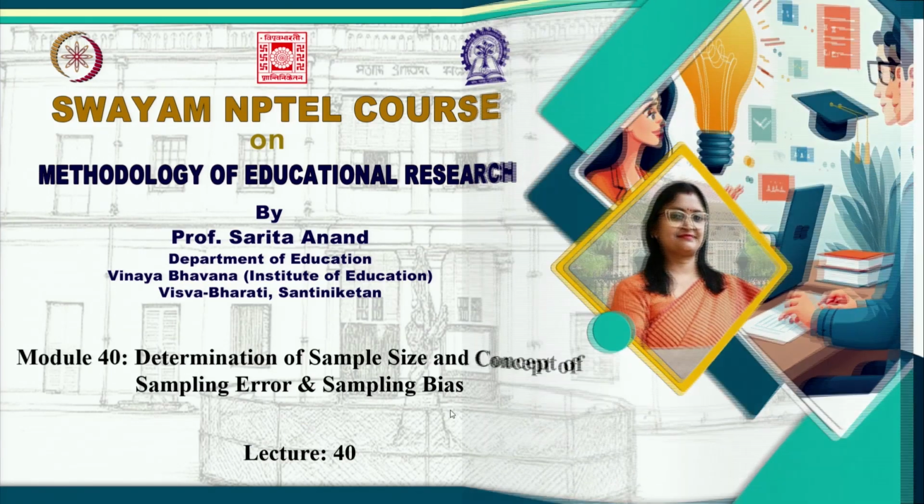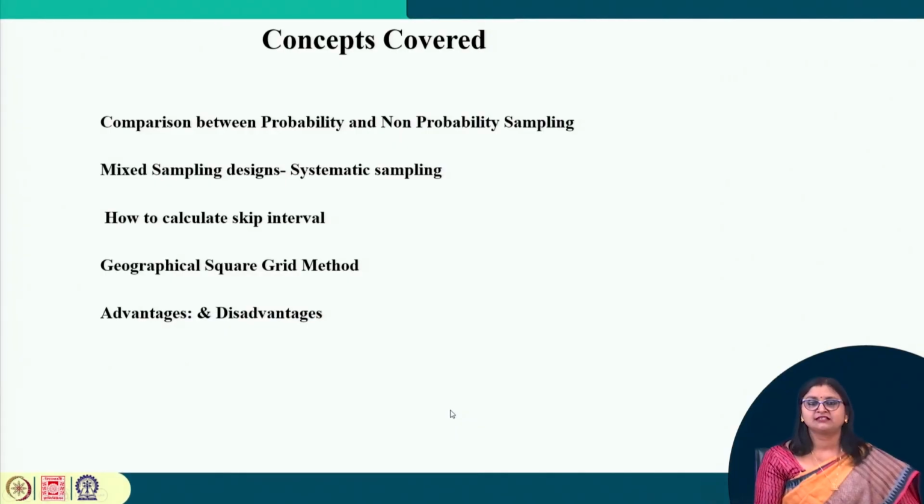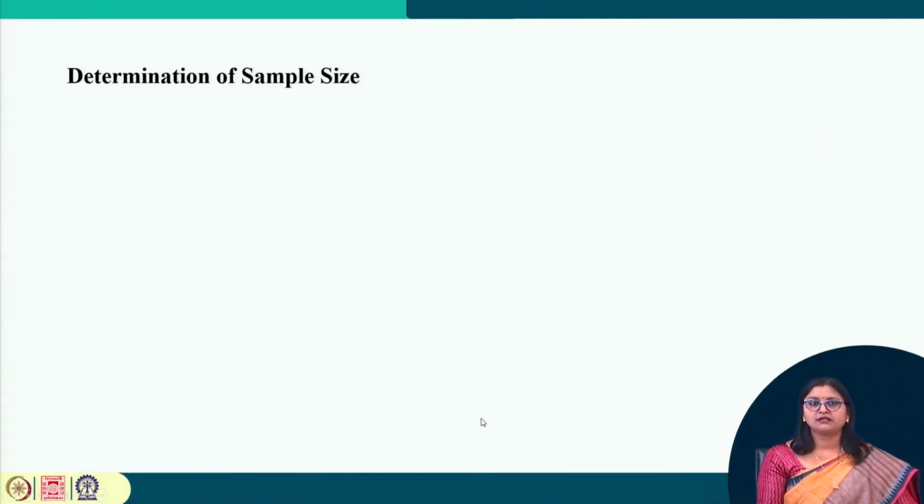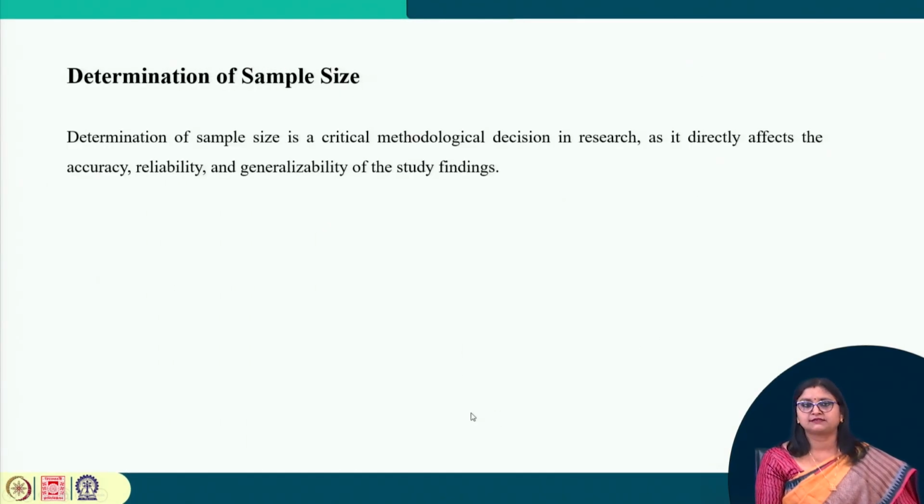This is lecture 40, and before going to the lecture, let us see the concepts covered. Earlier we had discussed the comparison between probability and non-probability sampling. Then we covered the mixed sampling design, systematic sampling and how the skip intervals can be calculated, the geographical square grid method, and also the advantages and disadvantages of systematic sampling. Now we will start with today's topic, that is determination of sample size.